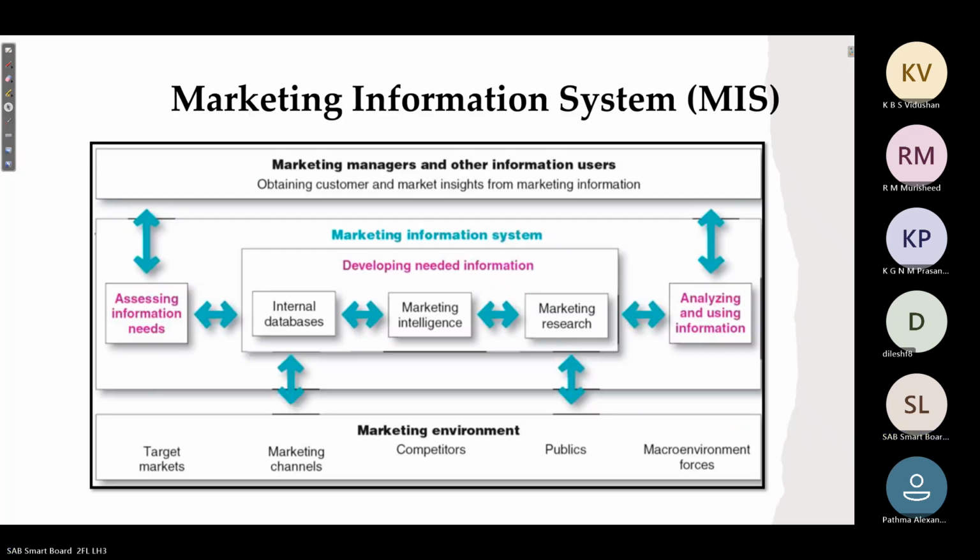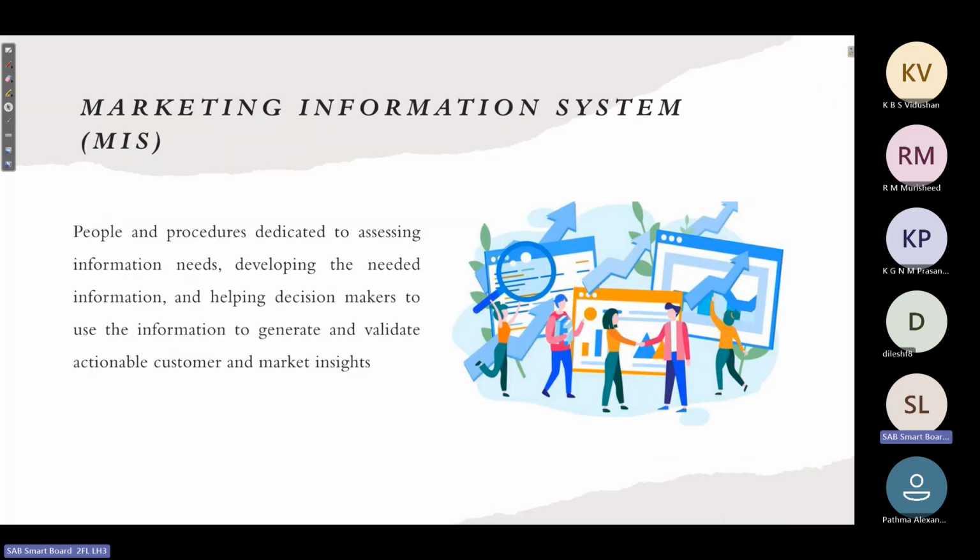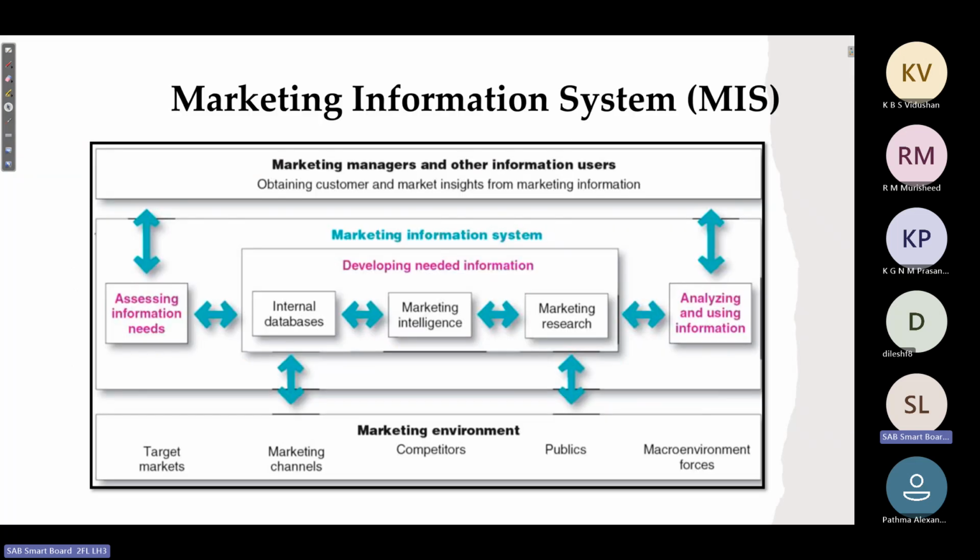Not now actually. This is the normal process of our marketing information system. We told you in the definition that we had previously: as the organization, we need to assess what kind of information we need, develop those needed information, and finally distribute our developed information to the relevant parties. The same thing is reflected in this illustration as well. We have first assessing information needs, then developing needed information, and third analyzing and using information, or else distributing that information to the relevant parties.